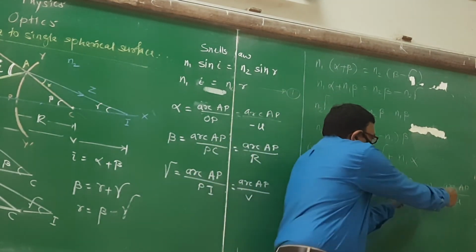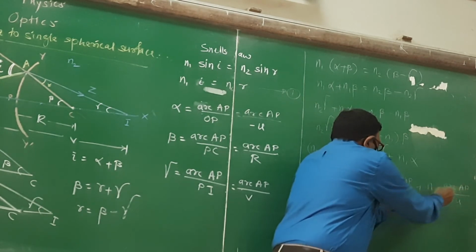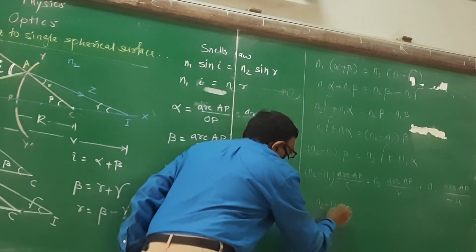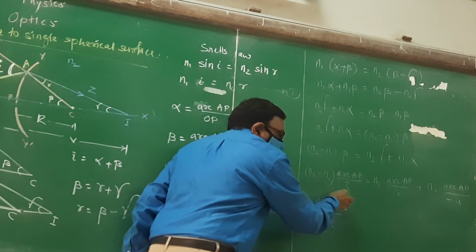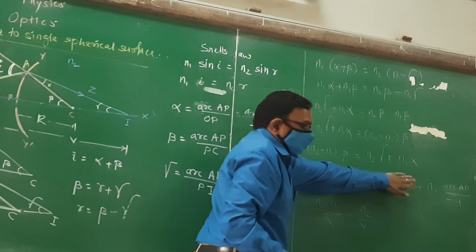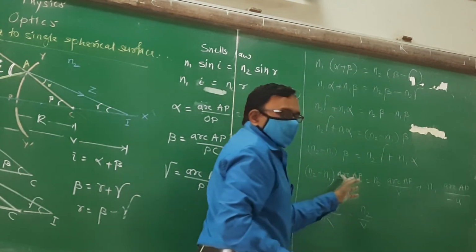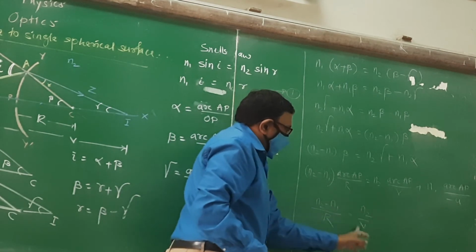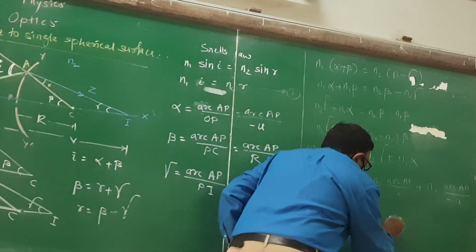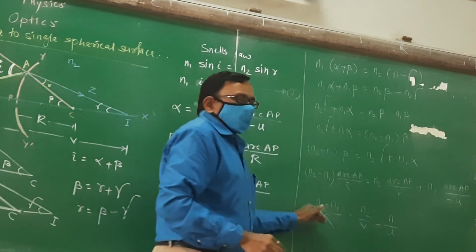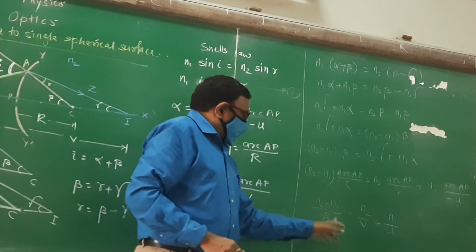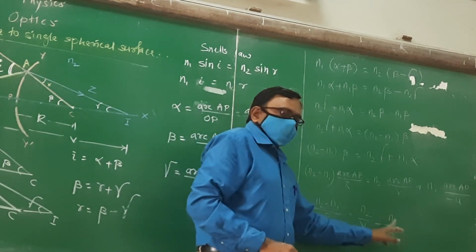Now we take AP common from both sides, and this AP and this AP will get cancelled. Therefore the equation becomes N2 minus N1 upon R will be equal to N2 upon V. This AP and this AP we take common, and that AP will get cancelled. Therefore, N2 upon V, this plus minus becomes minus N1 upon U. This is the final equation that we have to derive: N2 minus N1 upon R is equal to N2 upon V minus N1 upon U.